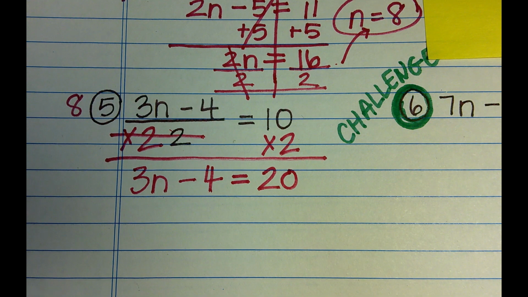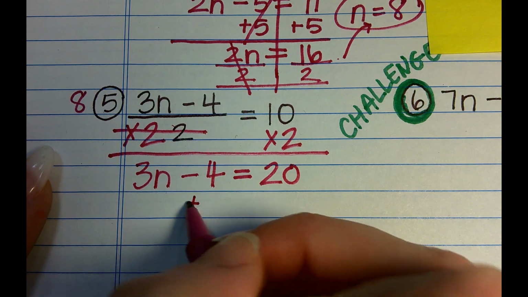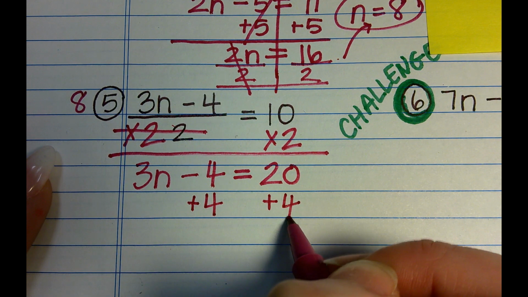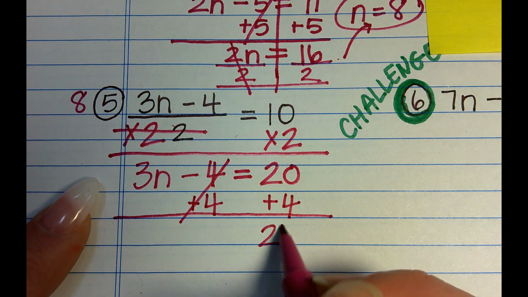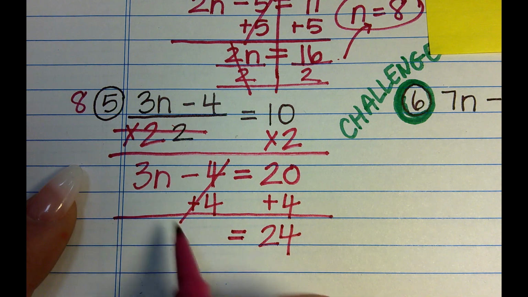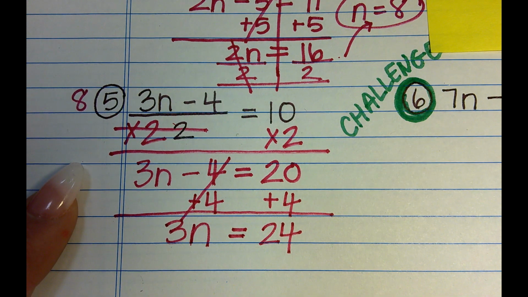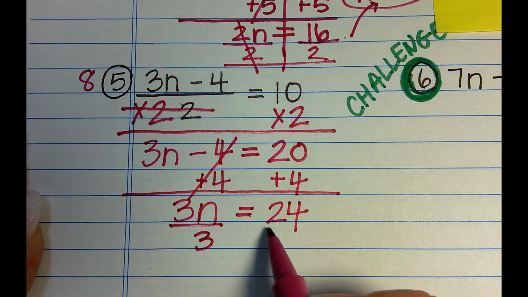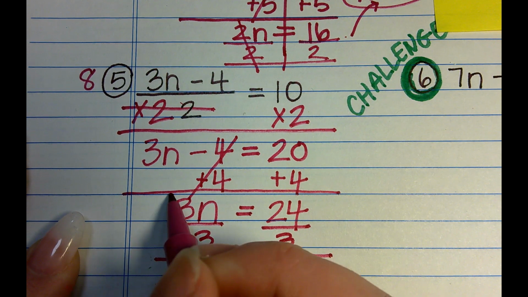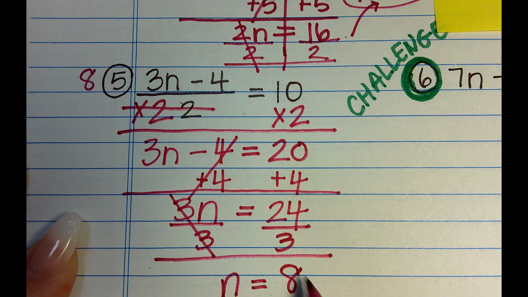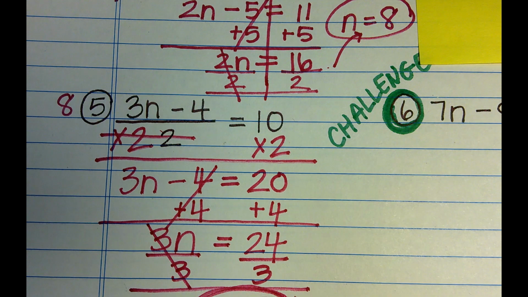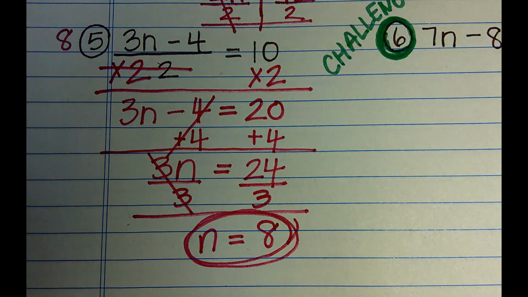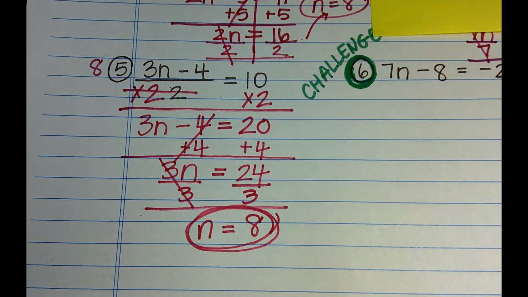Okay, so now we are here. Now we need to add 4 to both sides. We get 20 plus 4 is 24. Then you divide 3 into 24. 24 divided by 3 gets 8. And n equals 8. I didn't mean to give you so many problems where the answer was 8. It was an accident, really. Okay, so there's number 5.